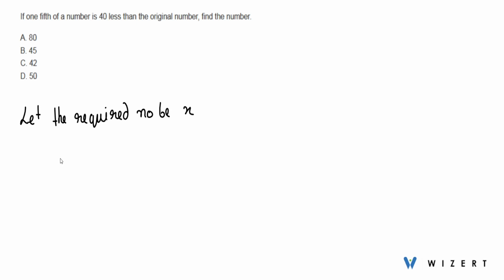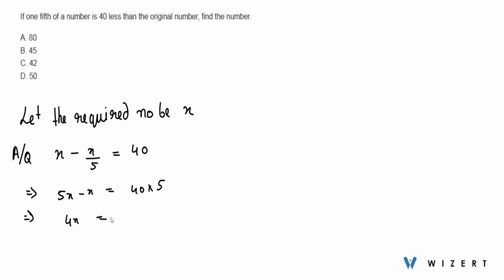be x. Therefore, according to the question, it has been given that x minus 1/5 of the original number, that is x, so it will be x upon 5, will be equals 40. Now let's simplify this. So 5x minus x will be equals 40 multiplied by 5. So 5x minus x will become 4x. So 4x will be equals 40 multiplied by 5.